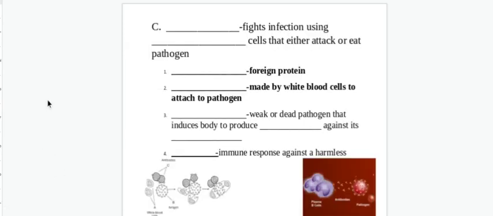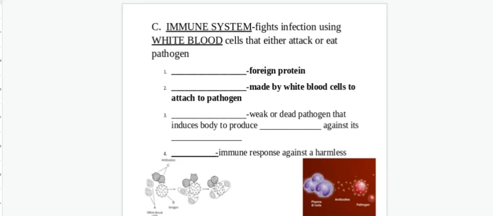Next up, really important, put some stars next to this one. This one you have to know. It fights infection. So we're talking about the immune system. Now, the immune system isn't like a whole pile of organs all together. This is really essentially your white blood cells. There's some other parts to it, but we don't need to worry about those. White blood cells are essentially your immune system.